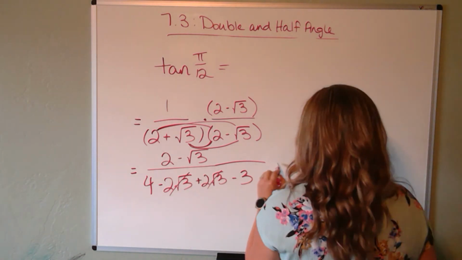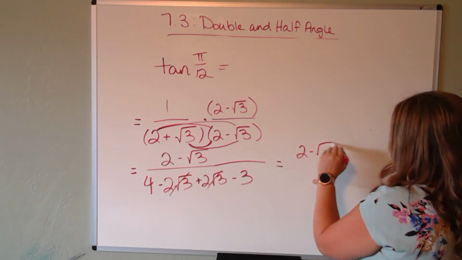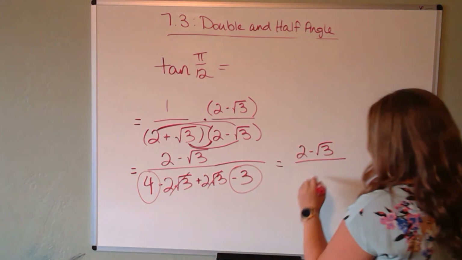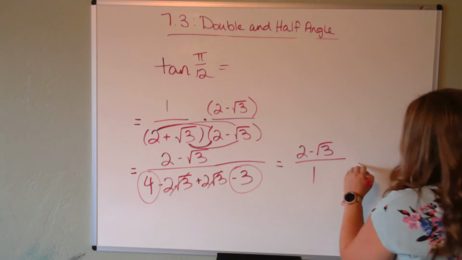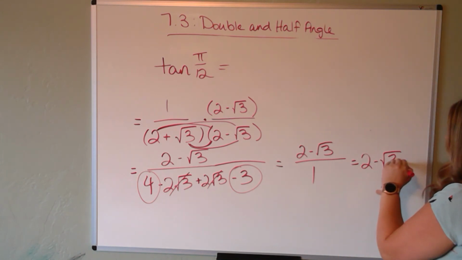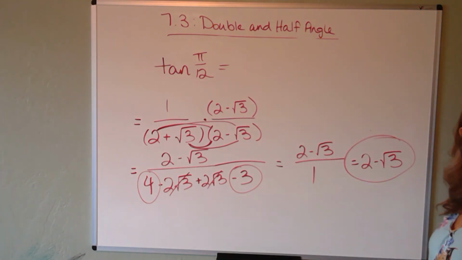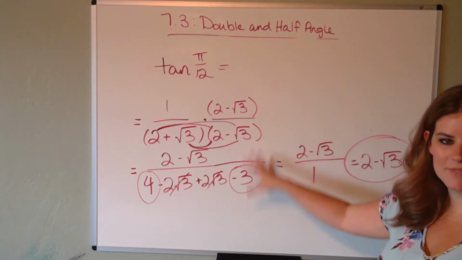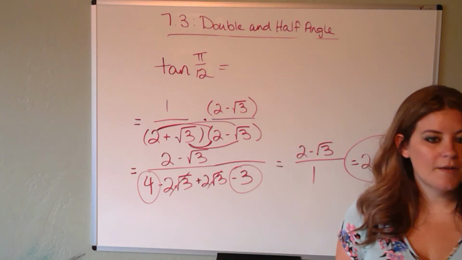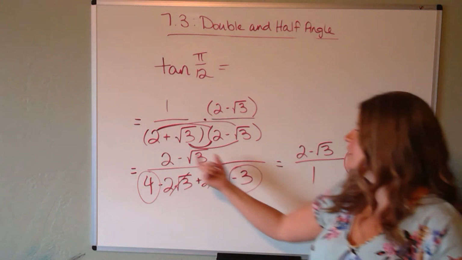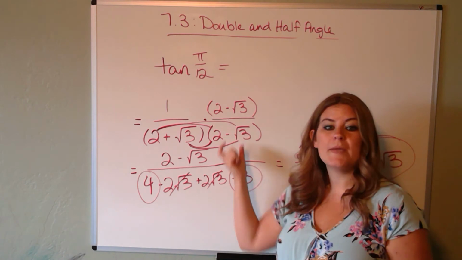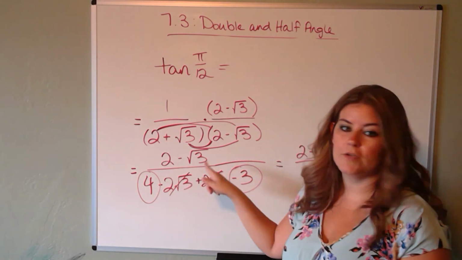What is left? Well, on top I've got 2 minus root 3. On the bottom I have 4 minus 3. So I just have 1. And my answer is just here, 2 minus root 3. So you guys, the half angle formula in itself wasn't that bad. It was the writing the answer, right? So it takes some practice. Just remember, anytime you need to rationalize two terms like this on the bottom, multiply top and bottom by the conjugate and FOIL carefully.